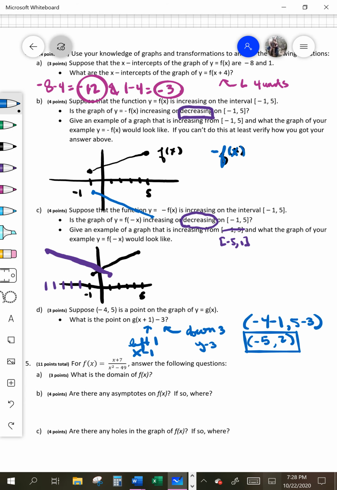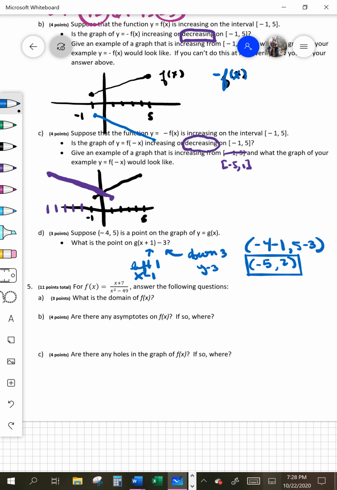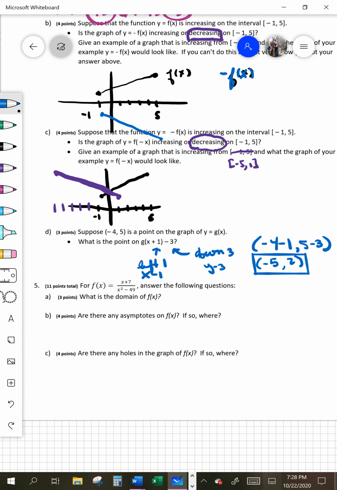Number 5, we have the equation f of x equals x plus 7, all divided by the quantity x squared minus 49. Answer the following questions. What is the domain of f of x? So when we're looking at the domain, we're looking at our trouble spots. What values can we plug in for x that would not give us back a real number? There's just certain areas that we have to be concerned about.